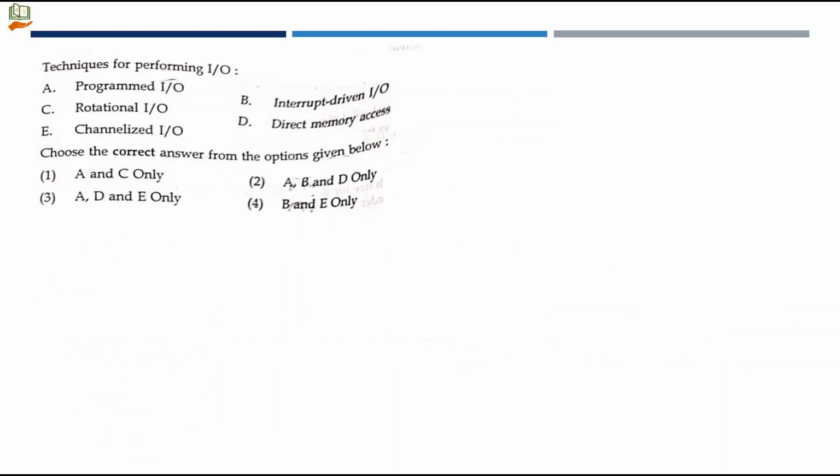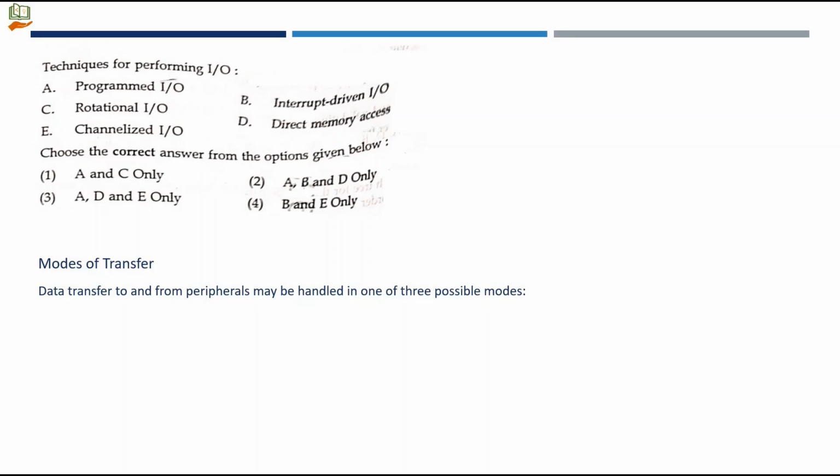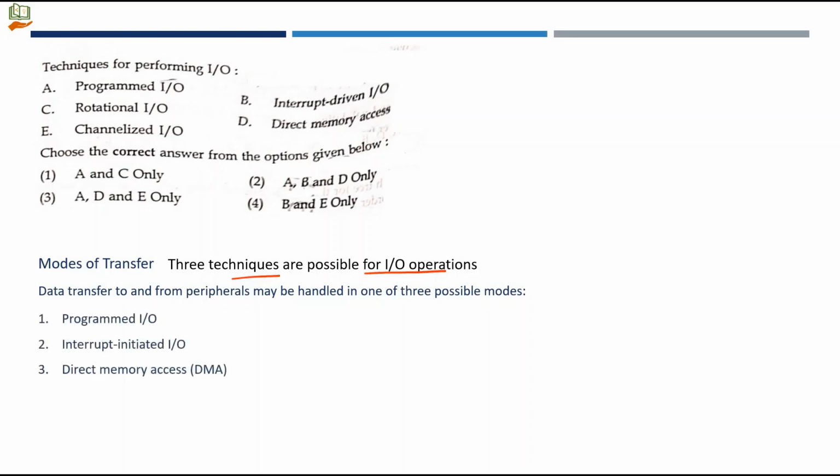Next question, techniques for performing IO. Let's see the modes of transfer. Data transfer to and from peripherals may be handled in one of 3 possible modes. In some books they have mentioned it as techniques for IO operations. That's why the question is asked as techniques for performing IO. In Morris Mano's book we have seen the terms modes of transfer. But in certain computer architecture books it is mentioned as techniques for IO operations, and under that they have mentioned programmed IO, interrupt initiated IO and DMA.